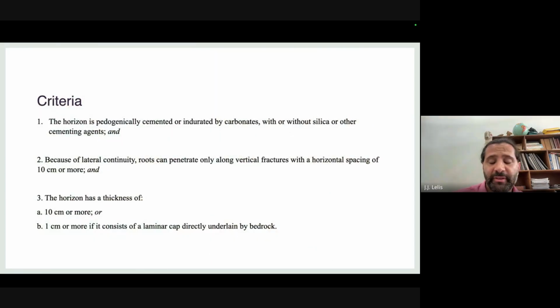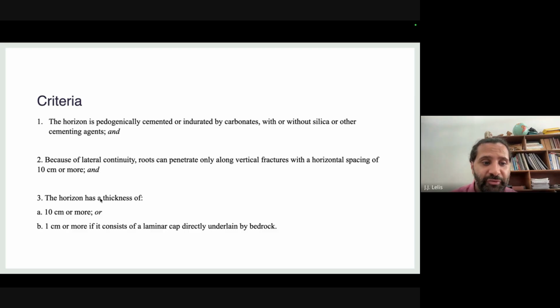The criteria to identify a petrocalcic horizon say that the horizon is cemented or indurated by carbonates, with or without silica or other cementing agents, okay? Because of the lateral conductivity, the roots cannot easily penetrate. They can only penetrate along some vertical fractures or voids, and these fractures or voids have a large distance between them. So this distance between the fractures should be 10 centimeters or more.